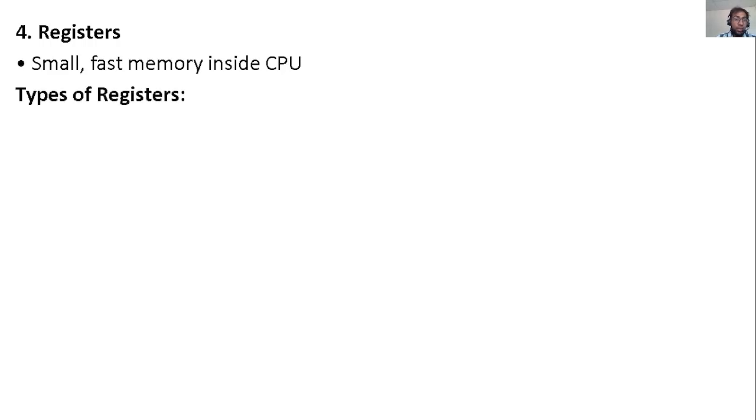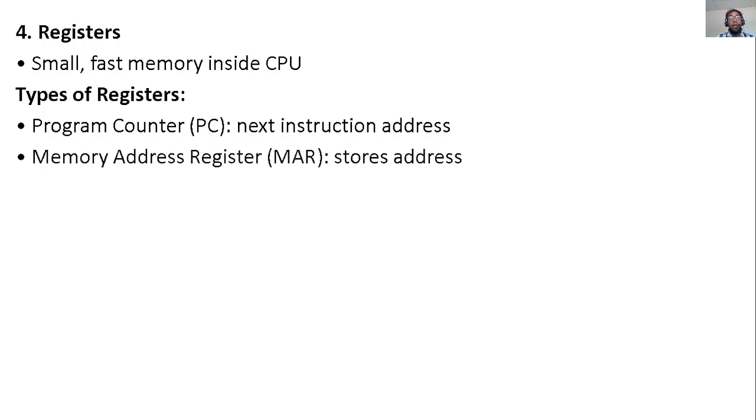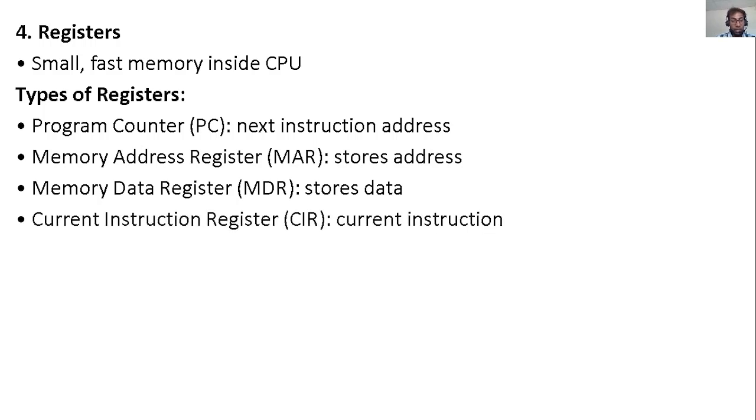And then there are registers. They are fast memory present inside the CPU. The program counter holds the address of the next instruction, and the memory address register stores the address of the instruction that is going to be executed, and then the MDR stores the data or instruction, whatever it is.